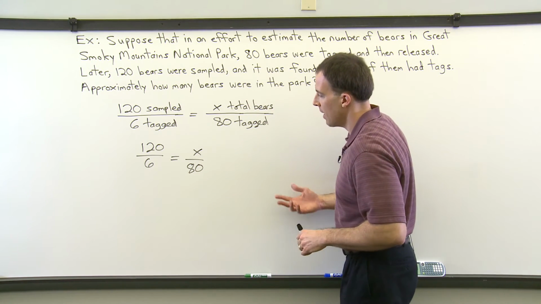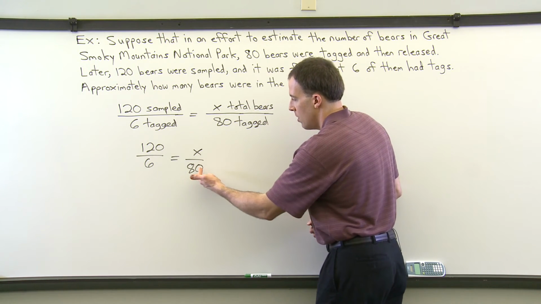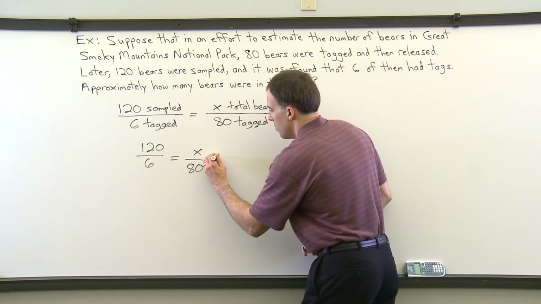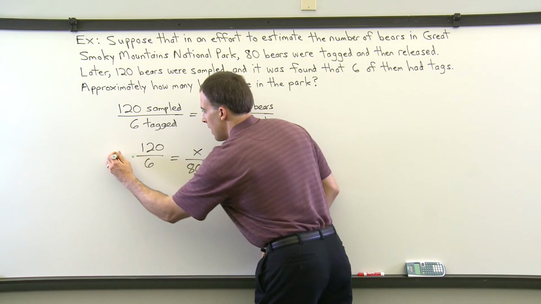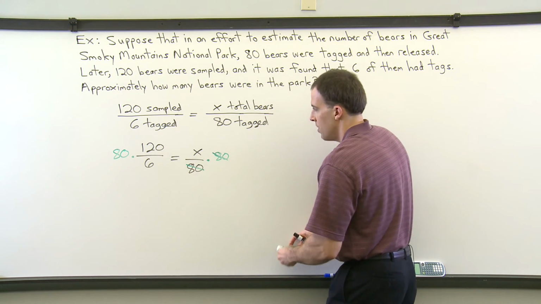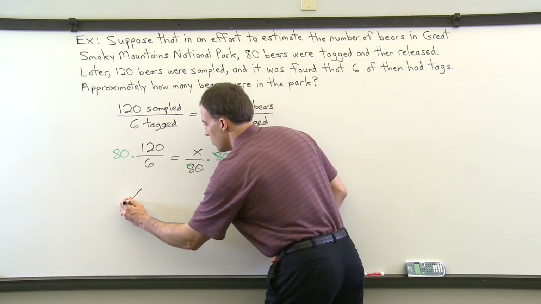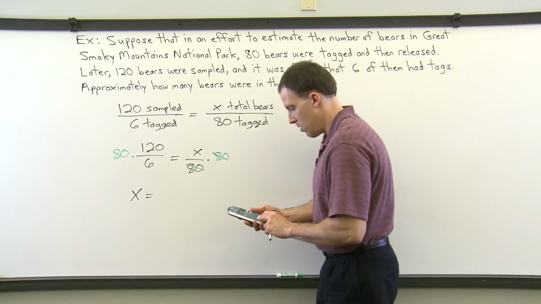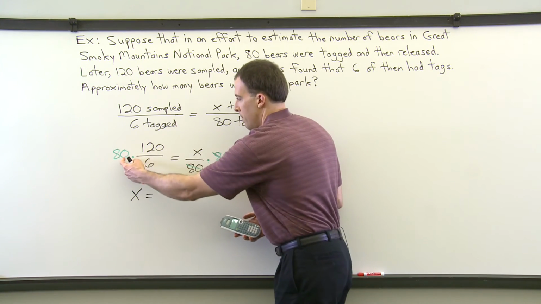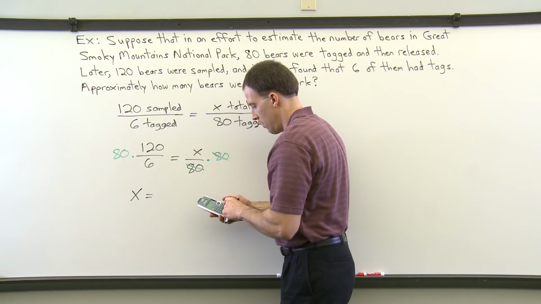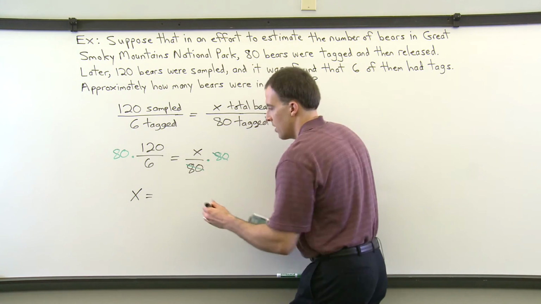And then to isolate x, all that has to be done is, to get rid of this 80 in the denominator, multiply both sides by 80. So if we just multiply on both sides by 80, the 80s cancel from the right side, and we just get x. So x equals... and then take your calculator, and I'll do this the same here, and it's going to be 80 multiplied by 120, so 80 times 120, and then divided by 6, and I got 1,600.